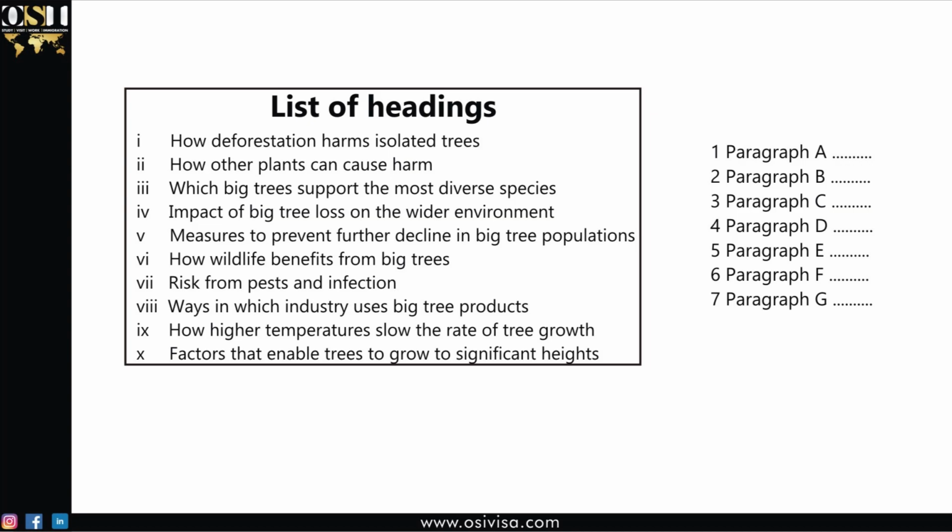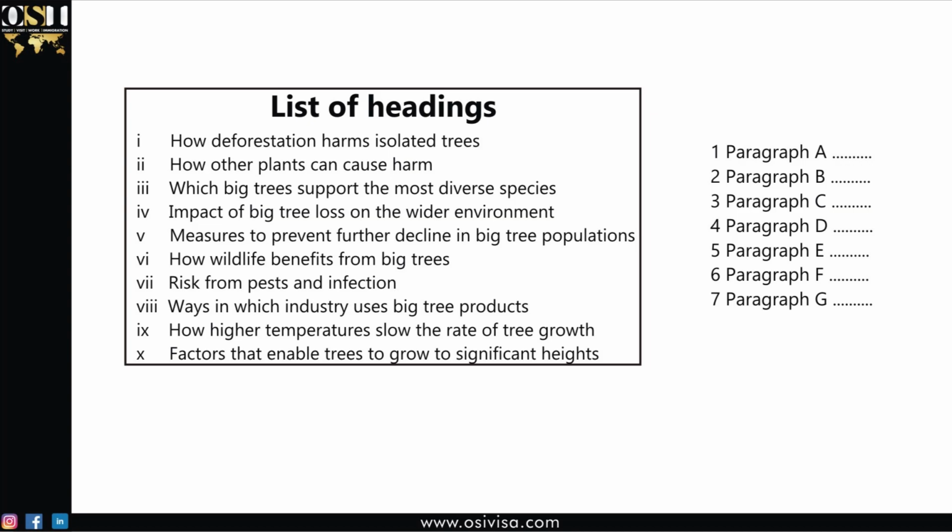The second one, how other plants can cause harm. So the passage, if you know, is about trees, and over here it says how other plants. So other plants can cause harm to the trees. And then the next one says which big trees support the most diverse species. So over here, which big trees indicates that there should be a name of the species or something of a particular big tree, and they support most diverse species. So species of animals, birds, insects, all those things could be in the paragraph.